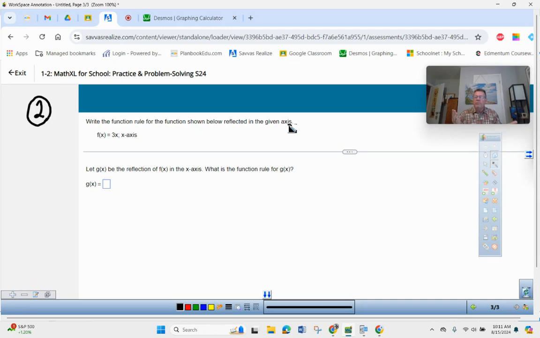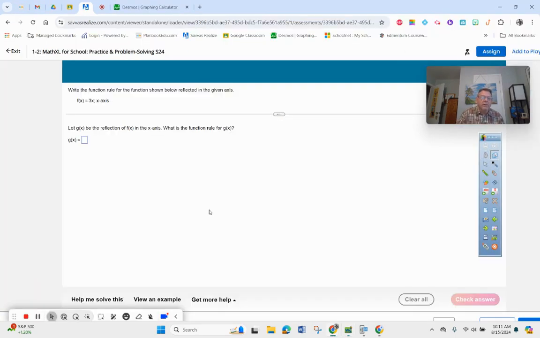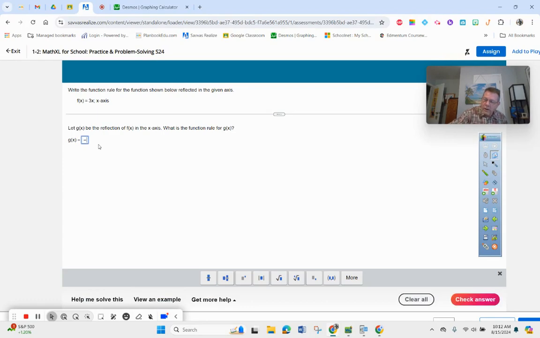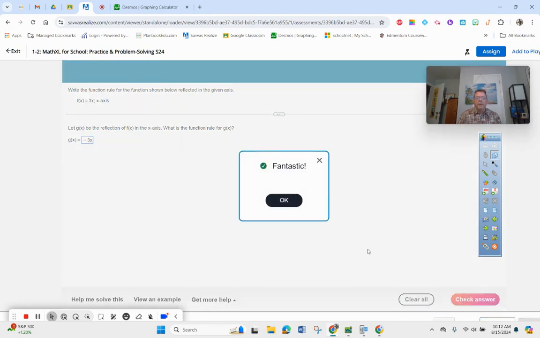So how did we flip lines? To go from positive slope to negative slope, we just stuck a negative in front, right? So let's do the same thing here. Let's just stick a negative in front, and I bet that's going to work just fine. So we're just going to write negative 3x. Now, if it was the y-axis, that'd be a little different story. But for the x-axis, it's just a vertical flip over the x-axis. So I type in negative 3x, and then come down here and say check answer.